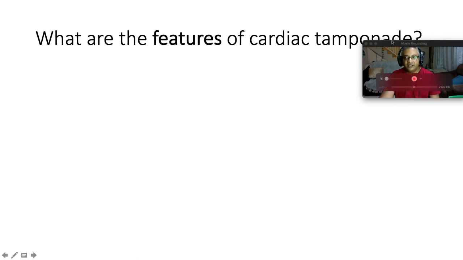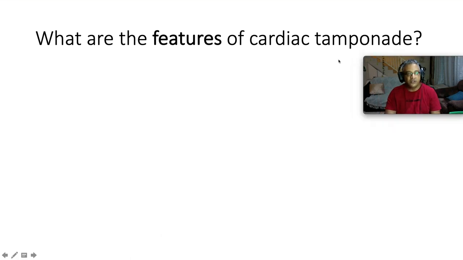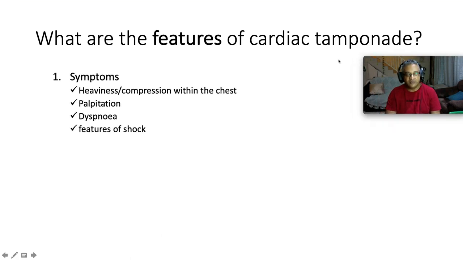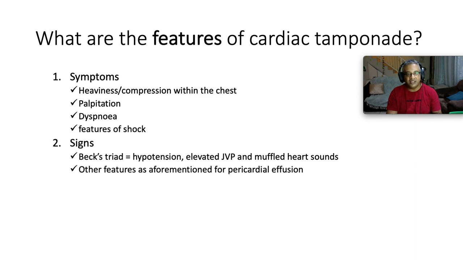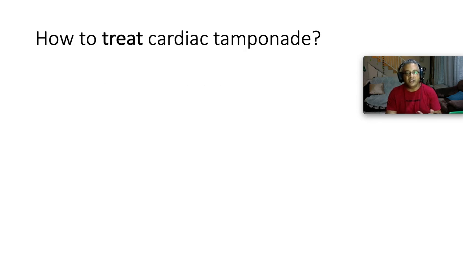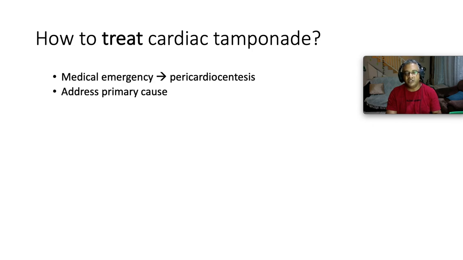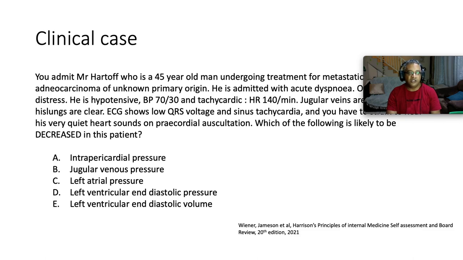What are the features of cardiac tamponade? We've already touched on this. So we have symptoms. The patient may complain of heaviness or compression within the chest, palpitations, dyspnea, and you have features of shock, right? So hypotension, tachycardia, and the signs of what we term Beck's triad. We covered this in the cartoon. Hypotension, raised JVP, muffled heart sounds. Other features as well as for pericardial effusion. How are you going to treat the cardiac tamponade? There's no other treatment, right, except pericardiocentesis initially, and then you want to address the primary etiology.